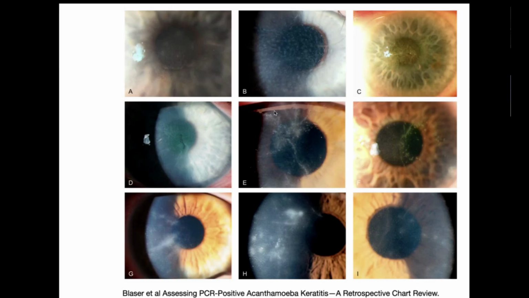And this stage of the disease can last up to a month. But in this area, we have a red eye with a dirty epithelium, as it is told. It's quite unspecific and may not be recognized as acanthamoeba keratitis. And we will come to that later.